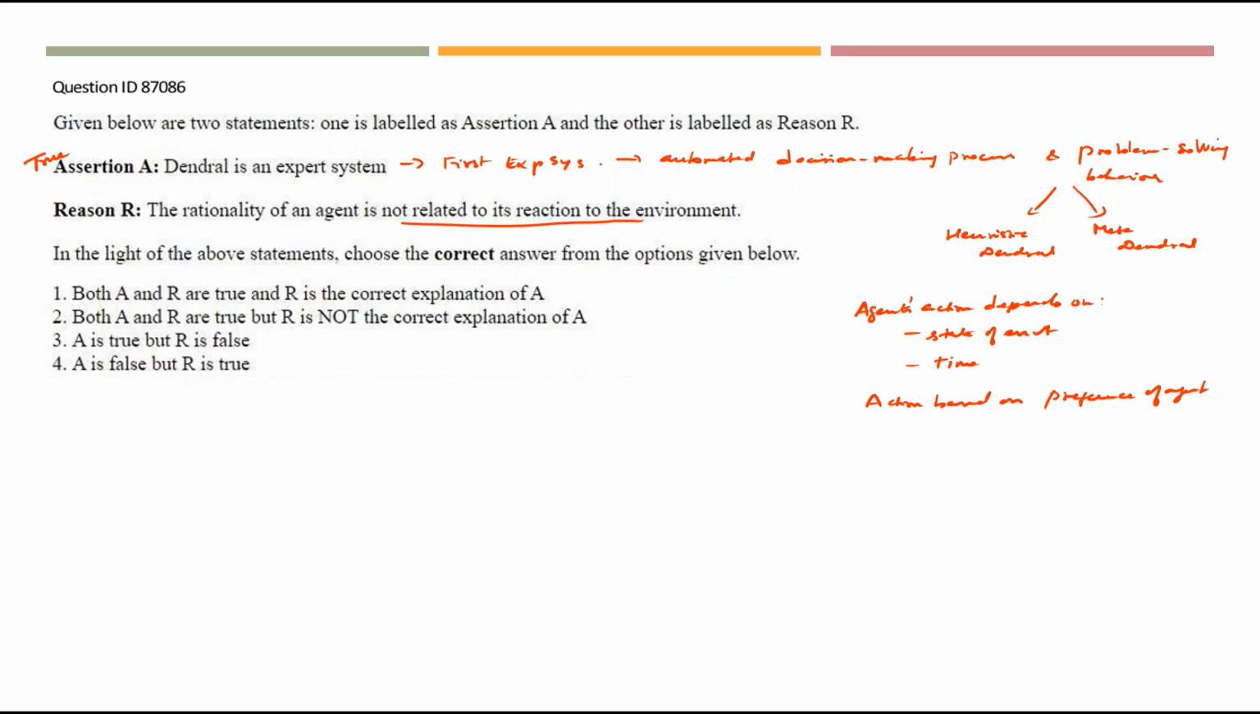So when they say the rationality of an agent is not related to its reaction to the environment, it has to react to the environment. Agent has to respond to everything that happens in the environment. The state of the environment can alter the action of the agent. So it plays a role and it has a relation to it. In that case, we mark reason to be false. So A is true but R is false. Option number 3 will be the right answer. Since R is false, there is no question of whether it's a correct explanation or not.